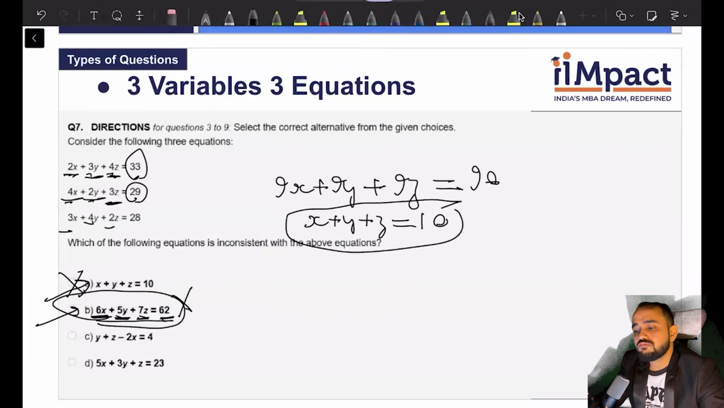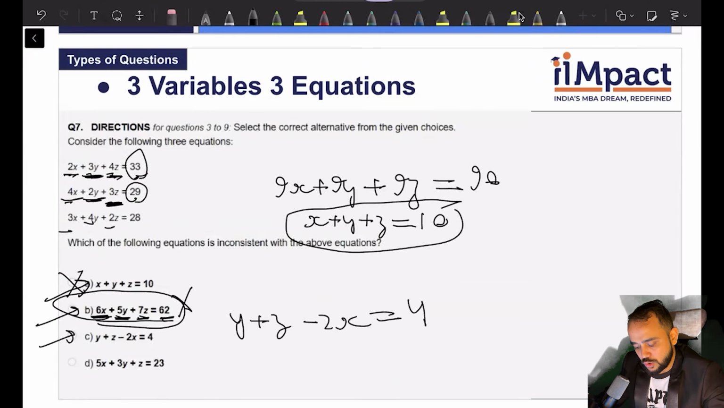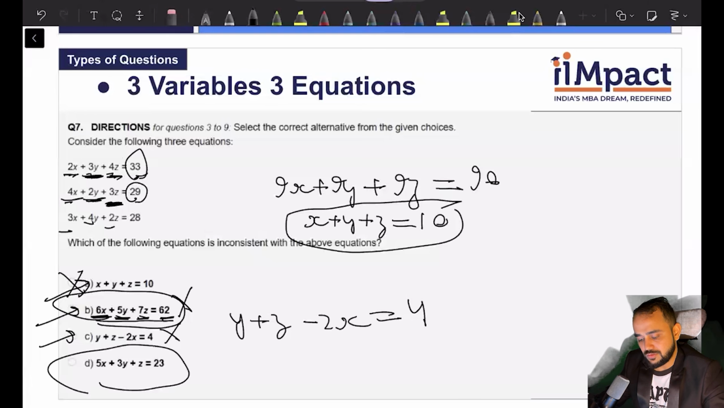How about y plus z minus 2x is equal to 4? How do you get y plus z minus 2x? Equation 1 minus equation 2. 2x minus 4x will give you minus 2x. 3y minus 2y will give you y. 4z minus 3z will give you z. Is this equal to 4? Is 33 minus 29 equal to 4? Yes, it is, which means this is not your answer because this is consistent, which means this will be your final answer.